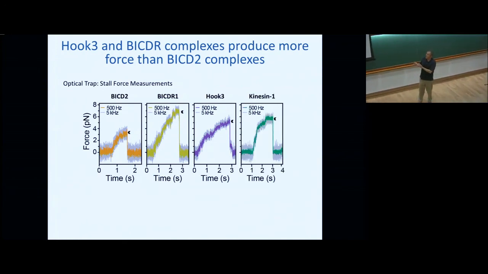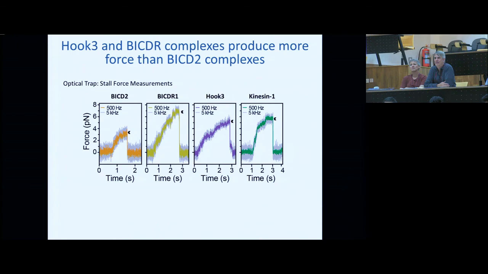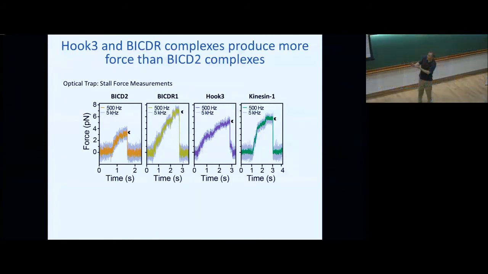So this in his hands is kinesin. This is BICD2, which was just below 4. And then BICDR and HOOK are higher. BICDR is the highest force. Weirdly, these 2 are different forces, and we don't quite understand why that is.